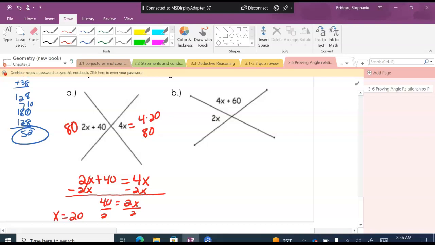All right, what about B? I need to set up an equation for those. Are those congruent? Are they supplementary? Or are they complementary? They are supplementary. They are two angles that form a linear pair. So in order to solve for x, you're going to need to take the 2x and then the 4x plus 60. You're going to add them together and set them equal to 180. So 2x plus 4x plus 60 equals 180, and solve for x.